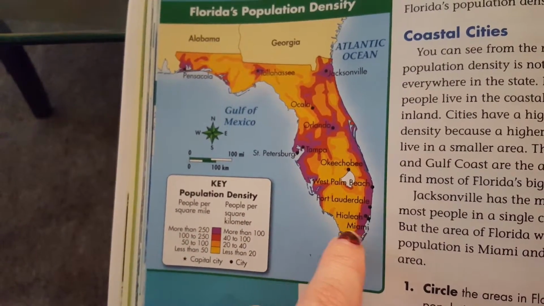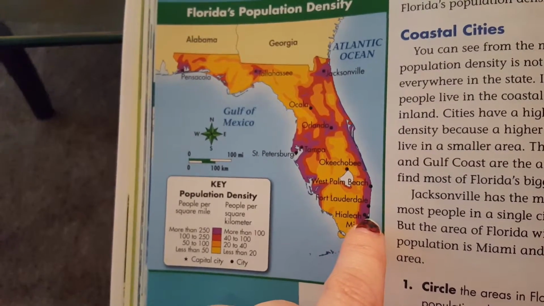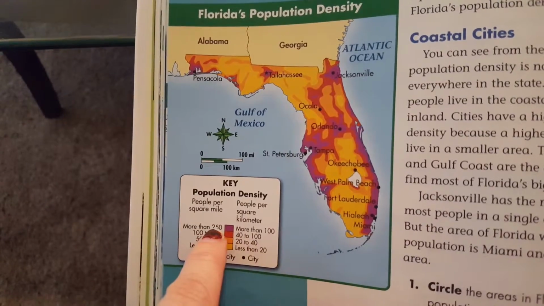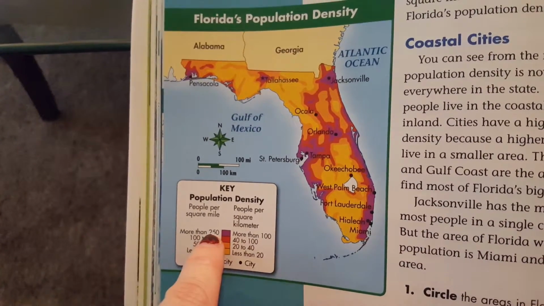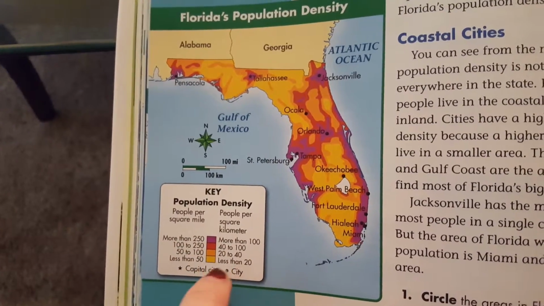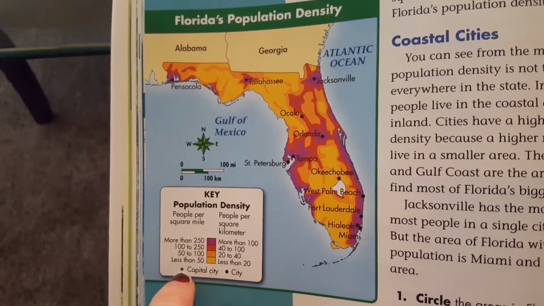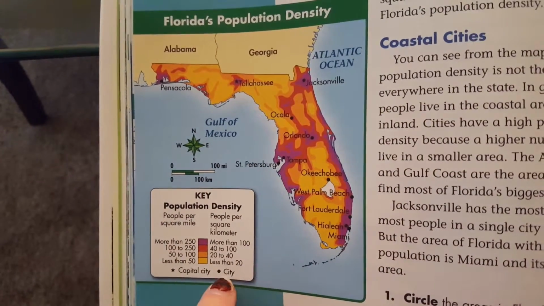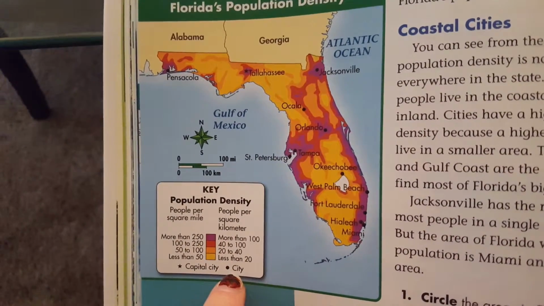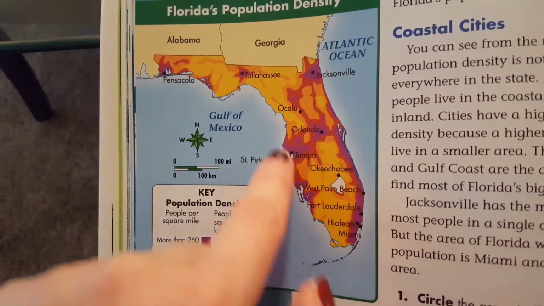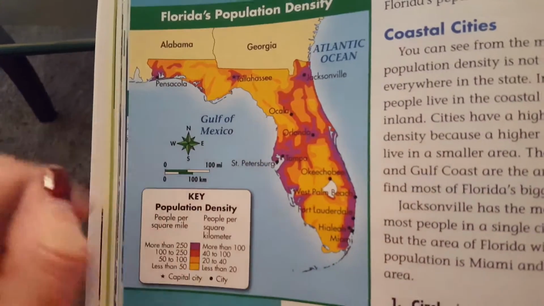So over here, let's look at Miami. Here's the dot for Miami. It's in the purple area. So that means more than 250 people live in a square mile. The capital city is in the star, which is up here, Tallahassee. And just a little circle dot, looks like a period there, is just a city. So you've got Tampa, St. Pete, Okeechobee, all these are cities in the state of Florida.